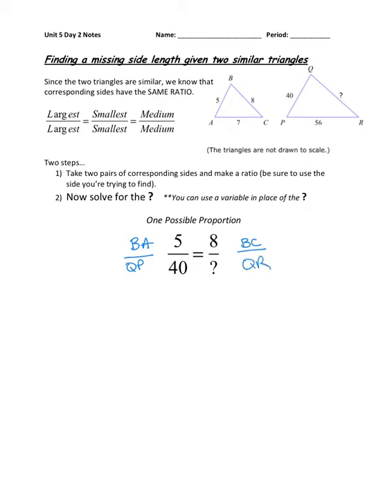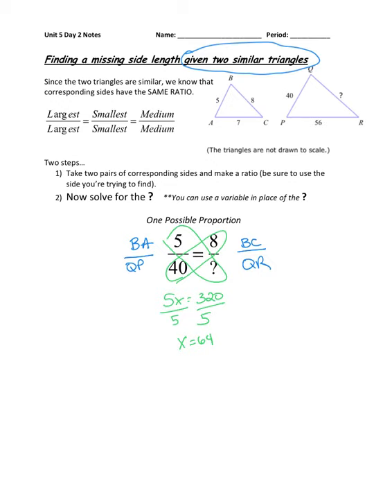Okay, so that's our question mark. We know BA and QP. We know they are similar. We are told they are similar. Given two similar triangles, we know the ratios will work. So now we're going to cross multiply. Okay, and instead of a question mark, I'm going to use an X. So we end up with 5x equals 320. Divide both sides by 5, and you get x equals 64. So I can say QR equals 64.